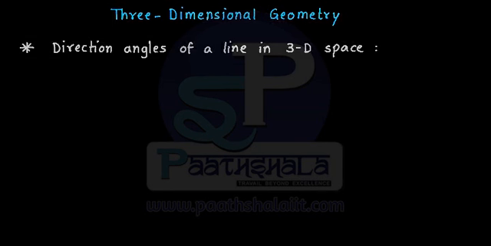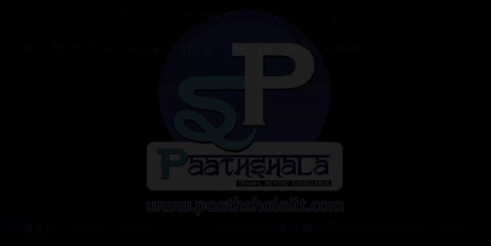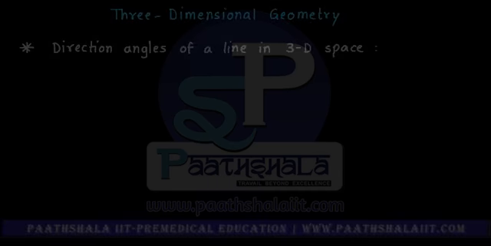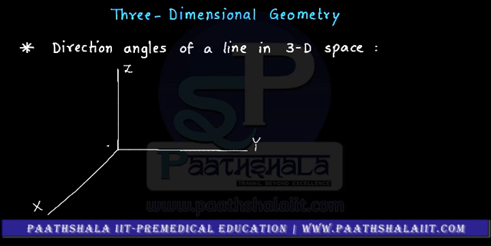Now let us begin the topic of three-dimensional geometry by learning about some of the terminologies that we will be using here. The first one is what is called direction angles of a line in 3D space. By direction angles, what we mean is, let us consider the basic frame of reference, that is x, y and z axis and the origin. Let's consider that there is some line.